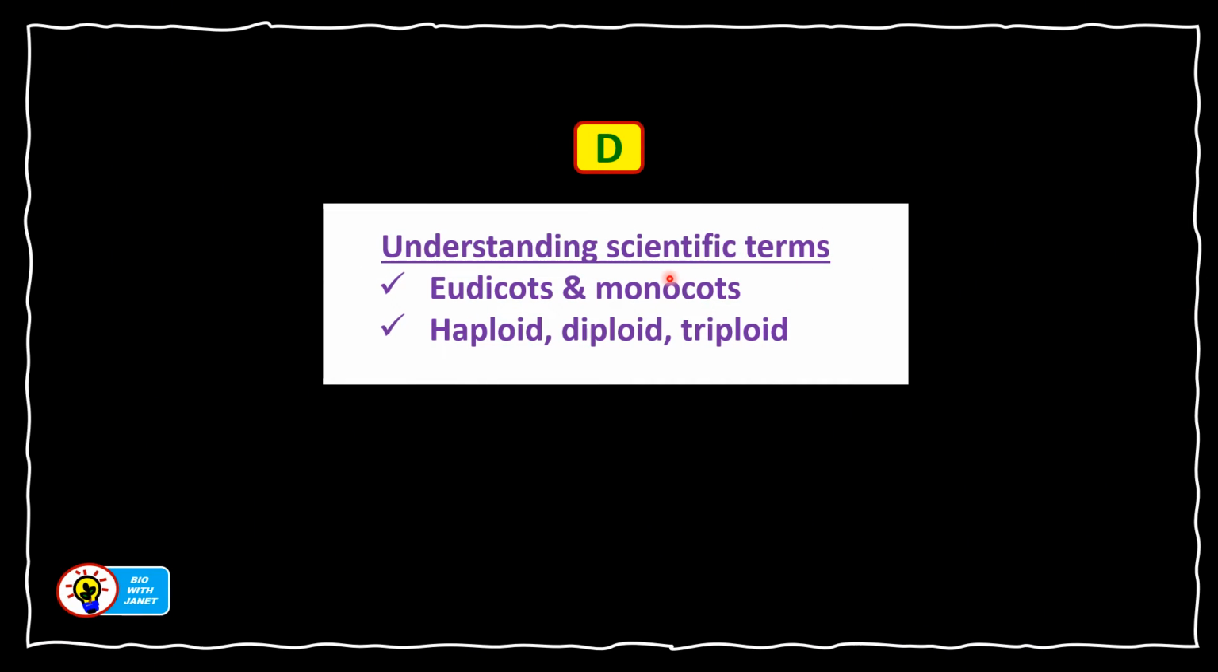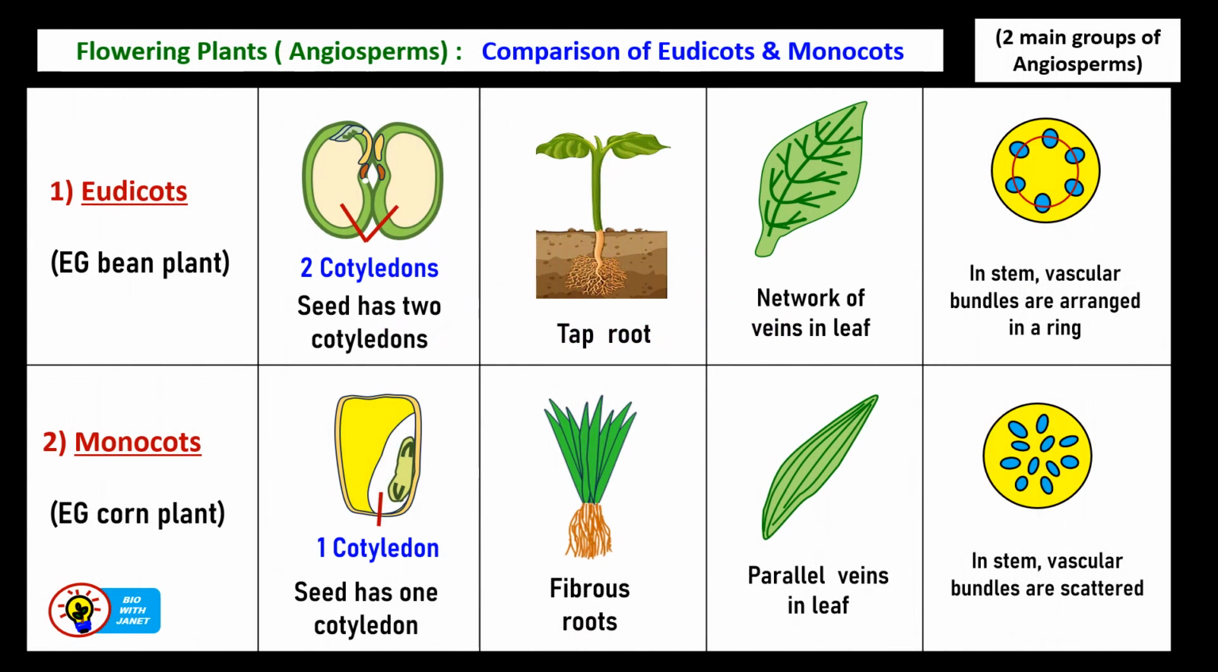Now, lastly, we're going to understand some scientific terms. What are eudicots and monocots? What are the differences between eudicots and monocots? And then what do we mean by haploid, diploid, and triploid condition? So what are the eudicots and the monocots?